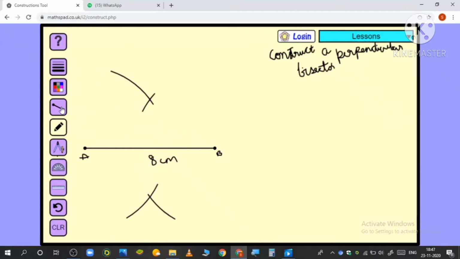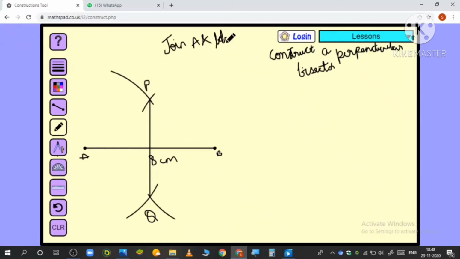Points are obtained. So the arcs intersect each other at points P and Q. Step 4. Join P and Q. Let PQ intersect AB at the point M. Then line MPQ or PMQ is the required perpendicular bisector of AB.